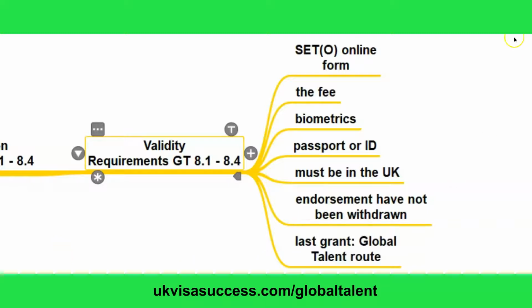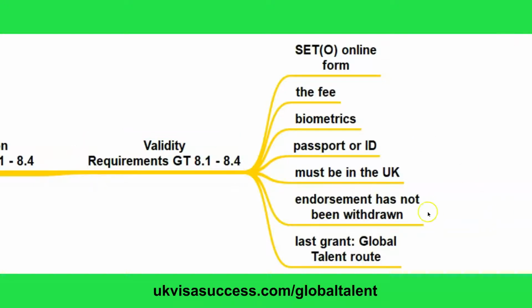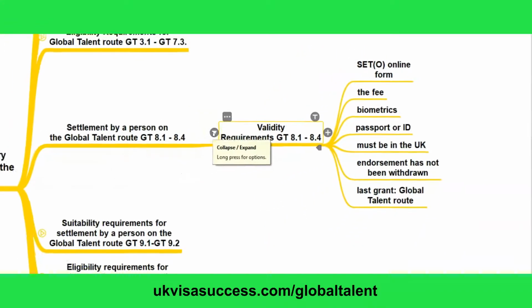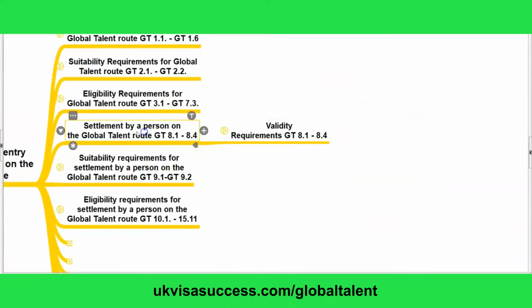You need to provide evidence confirming that the endorsing body is still registered with the Home Office, that your endorsement has not been withdrawn, and that your last visa was a global talent visa. So if you meet these elements, then you meet the validity requirements.